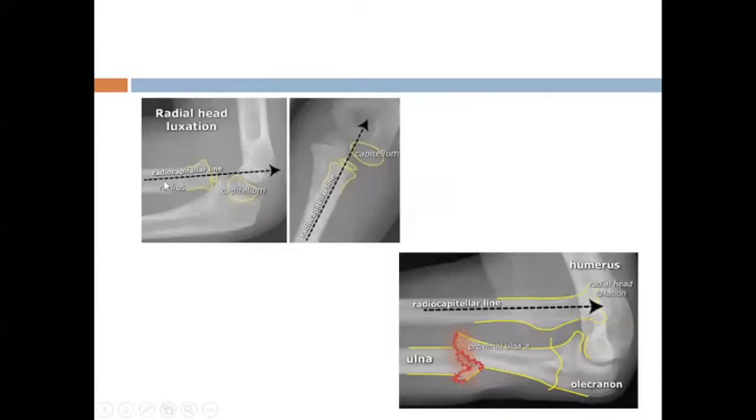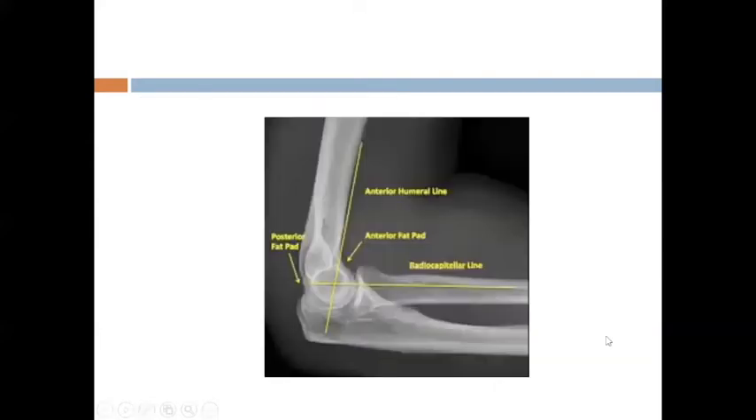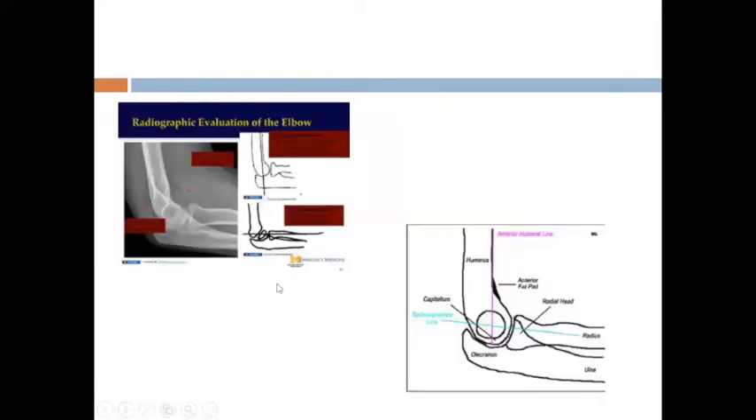Here you can see that this radiocapitellar line is not intersecting the capitulum. In AP view also it is not intersecting the capitulum. Here it is not intersecting the capitulum. Actually, this is a Monteggia fracture at the proximal 1/3 of the ulna along with superior radioulnar dislocation. Due to displacement of the head of the radius, it is not intersecting the capitulum. Actually, this one is normal. Fat pad is normal, humeral line is normal, radiocapitellar line is normal.